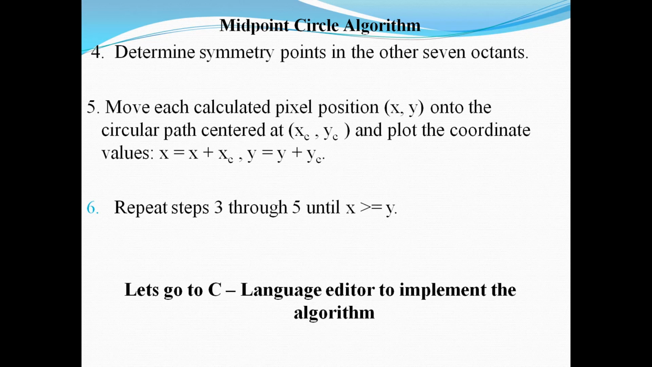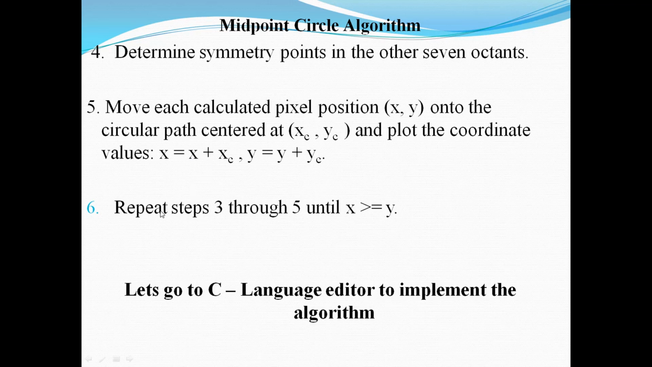Step 5 says move each calculated pixel position x, y onto the circular path centered at xc, yc, and plot the coordinate values x equals x plus xc, y equals y plus yc. It says that if you don't want your center to be at origin, that is, you want the center of the circle to be located at xc, yc, then you can move the calculated pixel values to xc and yc by using these formulas.